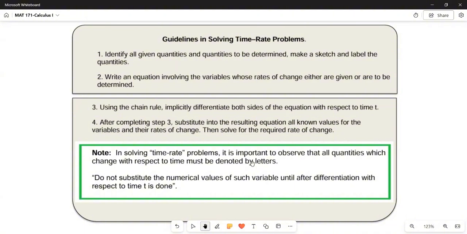Next step is use the chain rule. Implicitly differentiate both sides of the equation with respect to time. May lagi tayong with respect to time pag nagdi-differentiate pagdating sa time rates. Next is, after completing step 3, substitute into the resulting equation all the known values for the variables and their rates of change, then solve for the required rate of change.